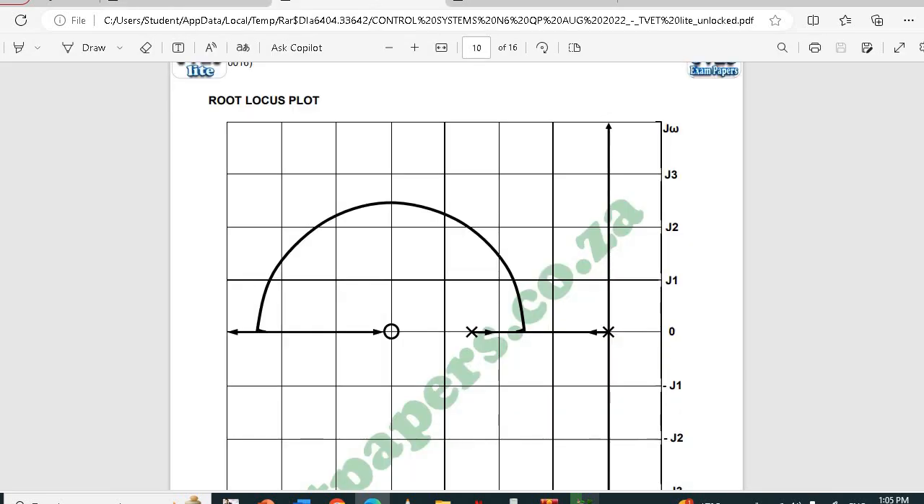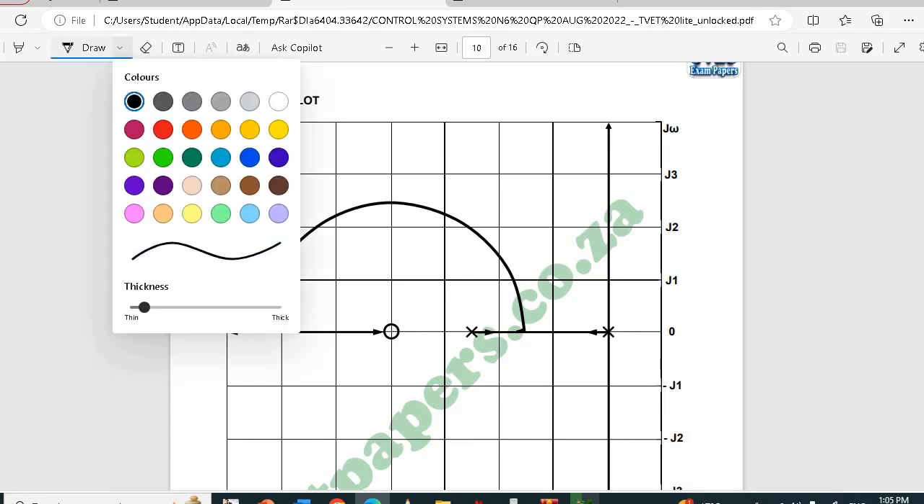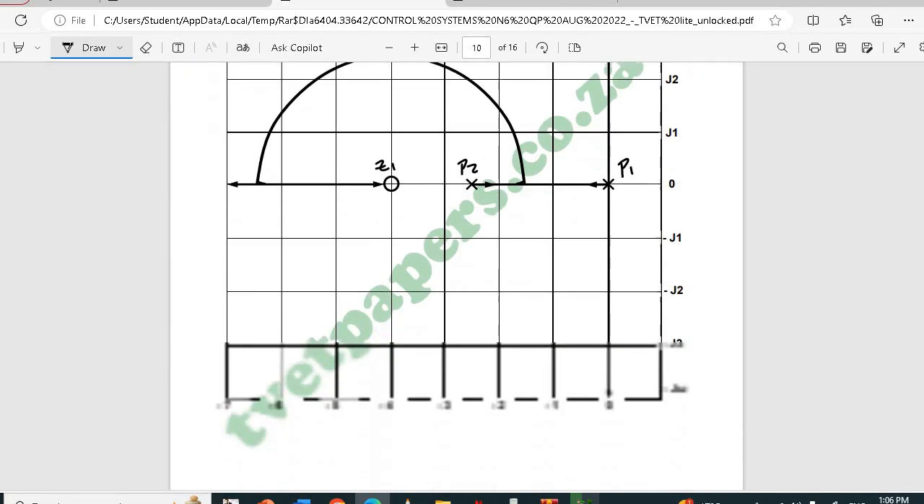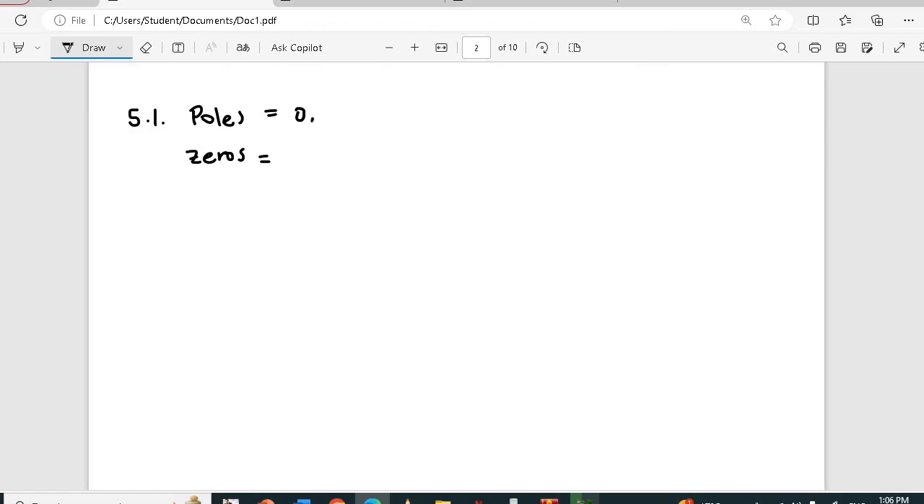So let's check. We can see I have P1 here, I have P2 here, I have Z1 here. So let's see, P1 is at 0, P2 is between -2 and -3, which is -2.5. Z1 is at -4. So we see 0 and -2.5 for poles, and Z is at -4. That's the first question.